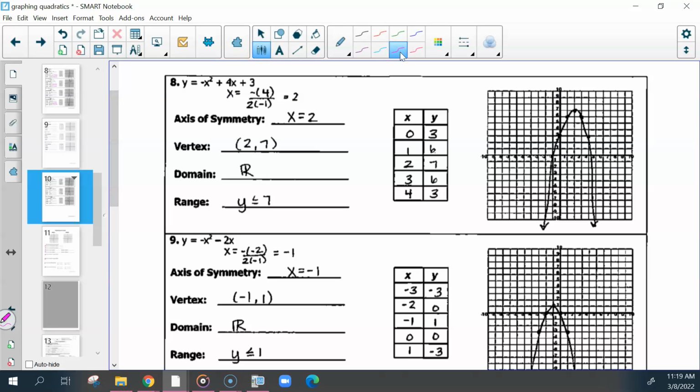Number 8, axis of symmetry was x equals 2. Vertex was 2, 7. Domain was negative infinity to infinity. And then range was negative infinity to 7. What questions do we have on that?